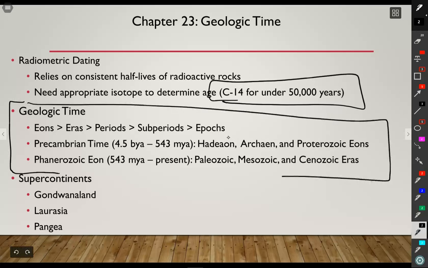For the geologic times, just know what's in that box. That's a lot less than what we went over in class. Yes, you should know what kind of life forms you have in each one of these. What dominated in the Paleozoic?